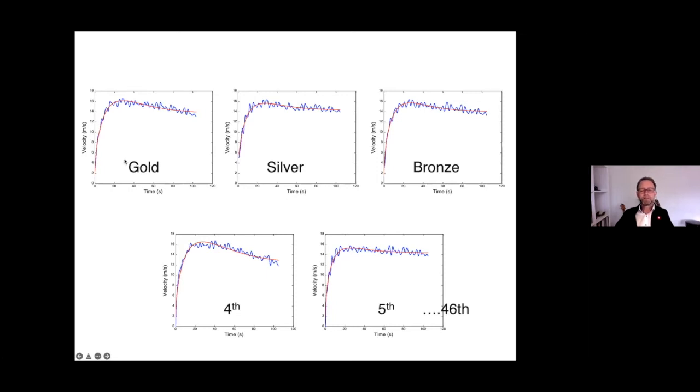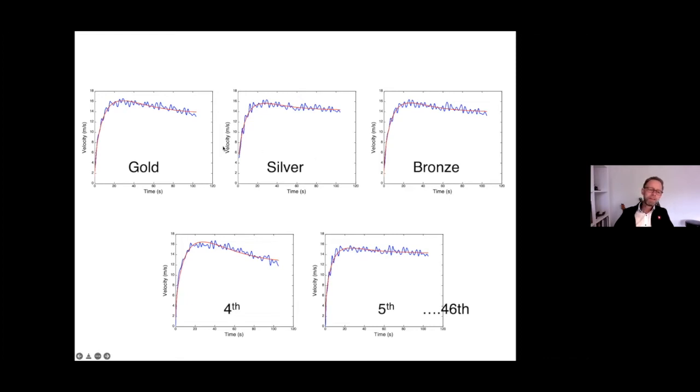Now, we did it for not only the gold race, but also silver and bronze. We did it for all the races at the Olympics. And here I've only depicted the first five. And here you see already that there is a certain difference in the velocity profile of these athletes. And we have seen it yesterday as well with the races of Neus and the other guys, that the split times are a little bit different between them.